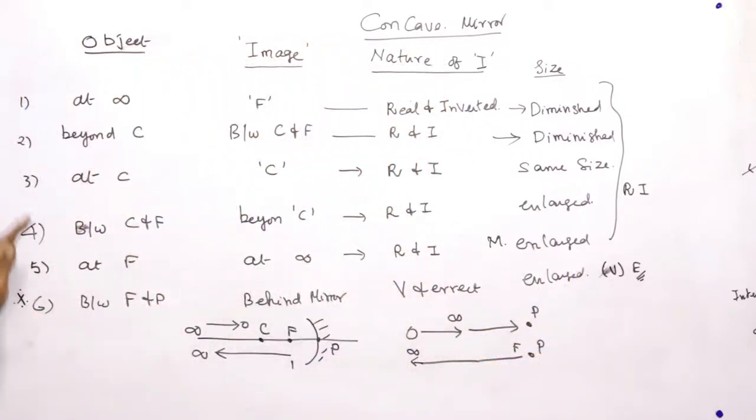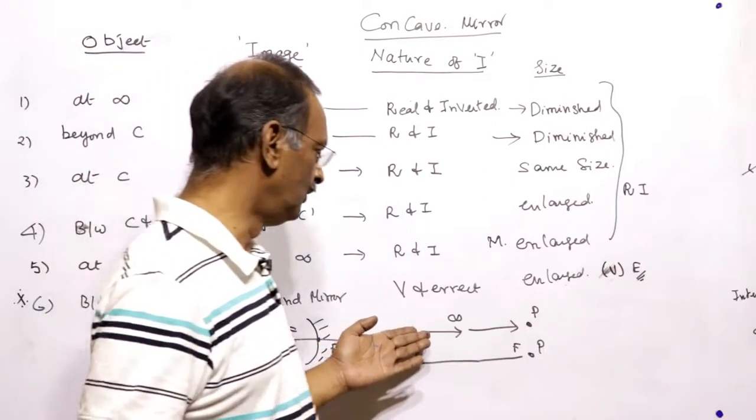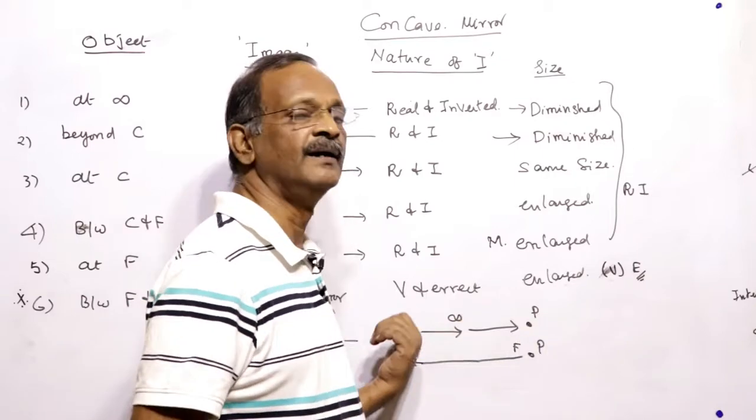This is, in a nutshell, all about the behavior of the concave mirror. When the object is moved this way, the image is moved this way.